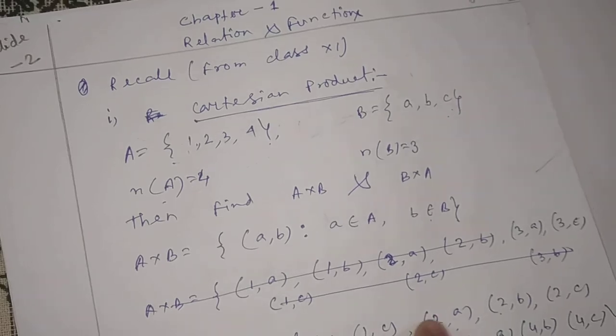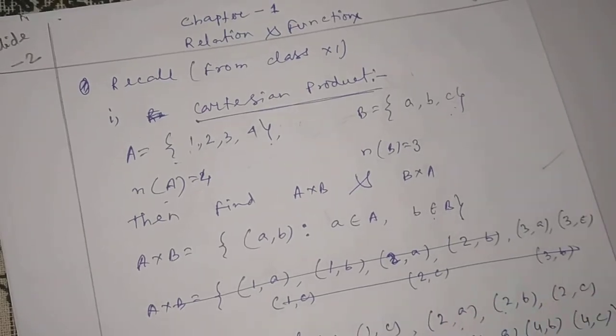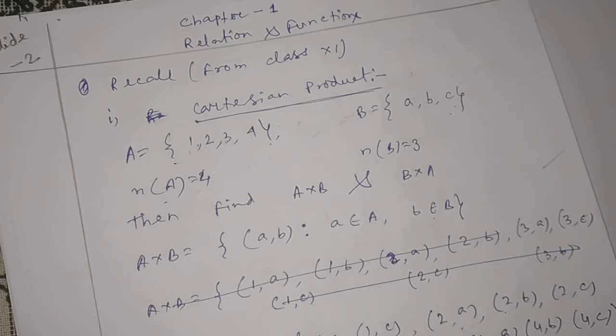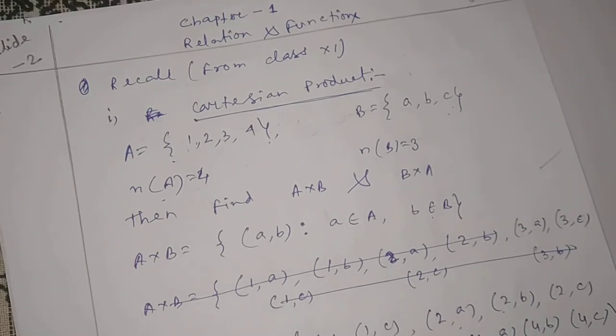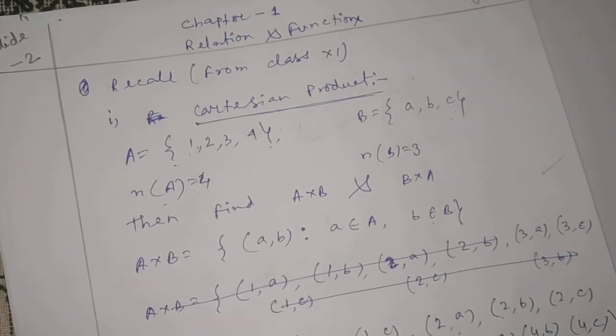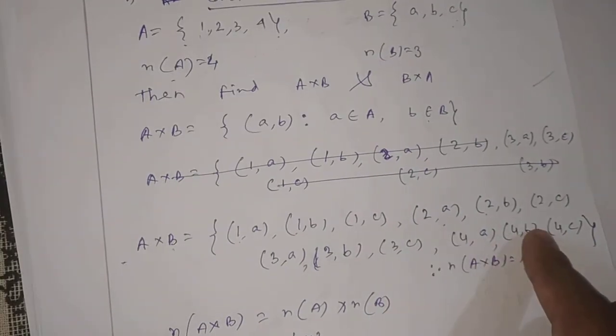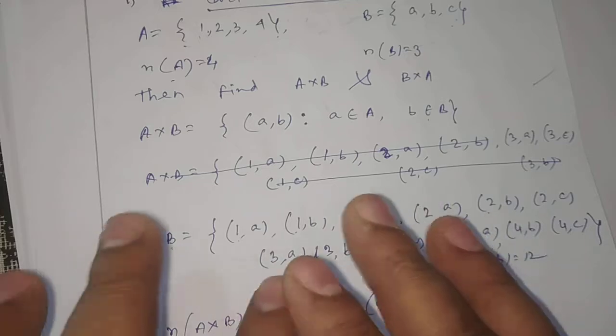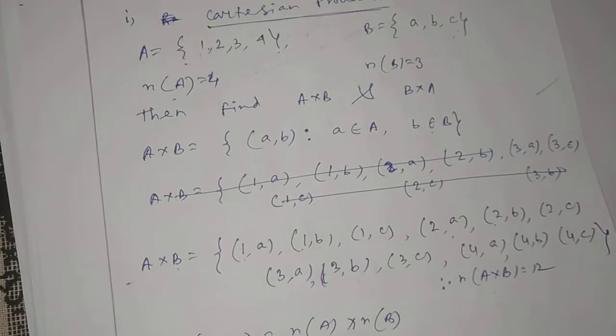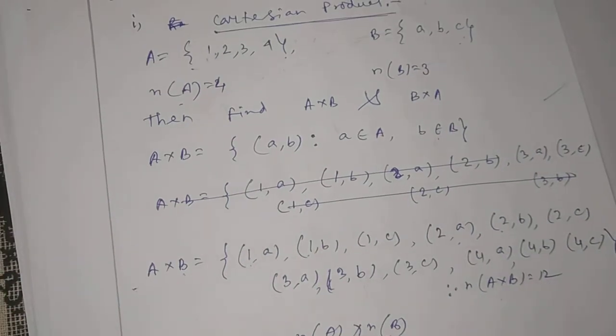Now, if you count the ordered pairs in A cross B, then what? It will be 12. So, that's why I have written here n of A cross B equal to 12. The number of ordered pairs present in A cross B is 12.